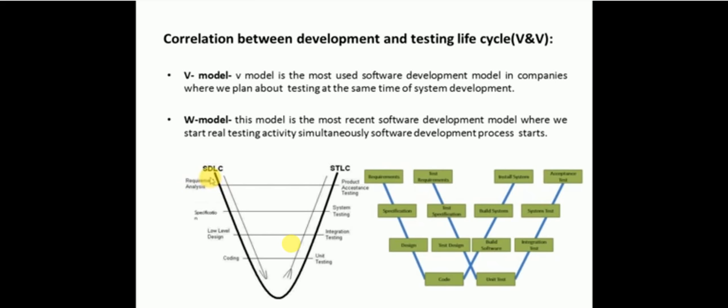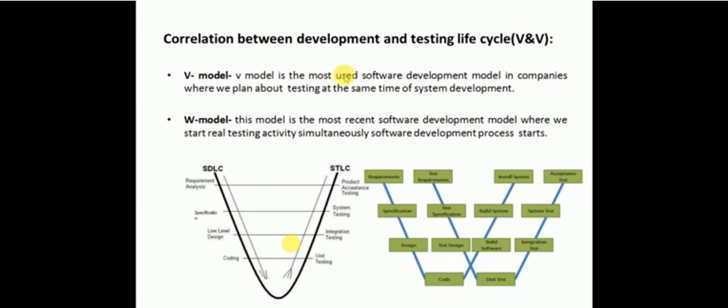The execution flow will be something like requirement analysis first, then specification, then low level designing, then coding, then unit testing will be performed, then integration testing, then system testing, and then product acceptance testing or UAT will be performed. So this is the flow. And this is exactly the V model.